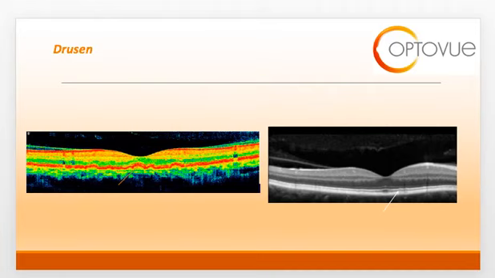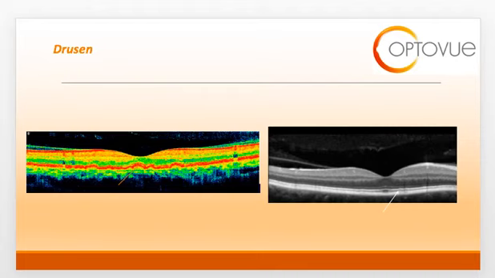Let's start with the topic of drusen. Drusen are focal yellow or white deposits of extracellular debris located between the retinal pigment epithelium and Bruch's membrane. They occur naturally with age and usually do not cause symptoms. Drusen may range in appearance, size, and location.